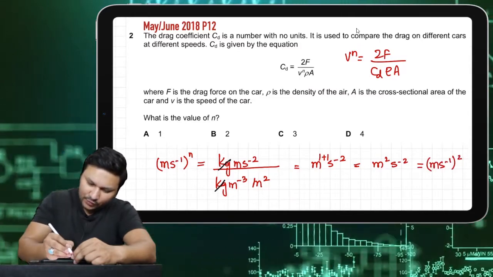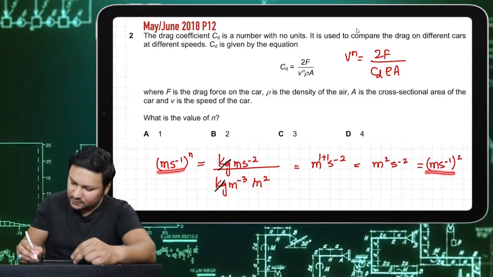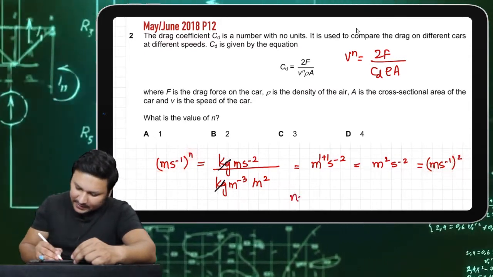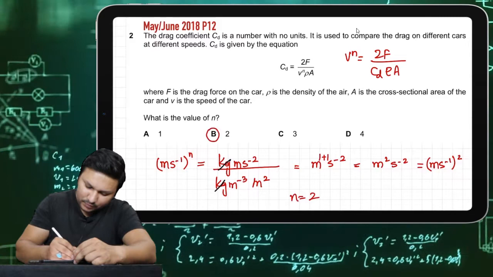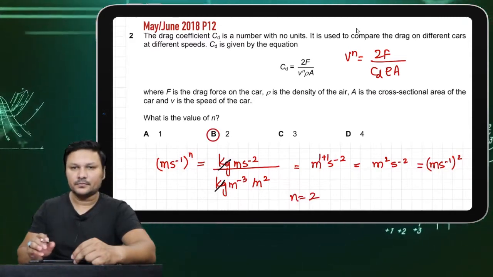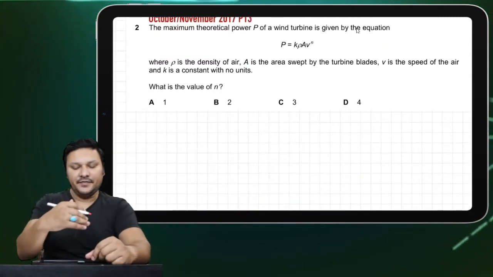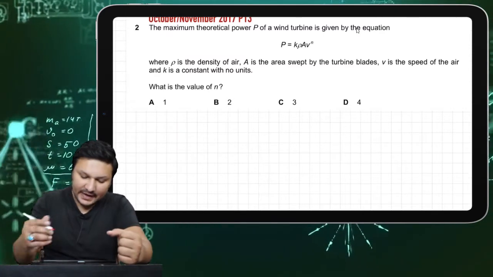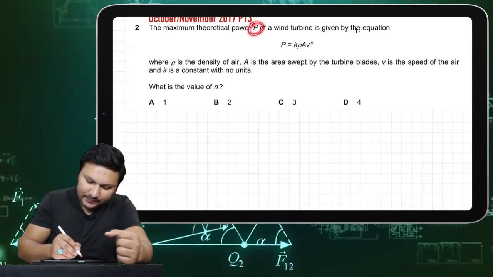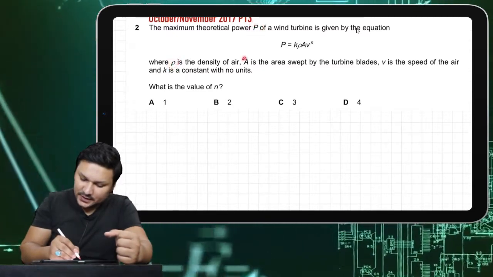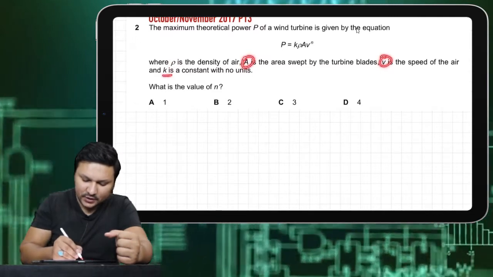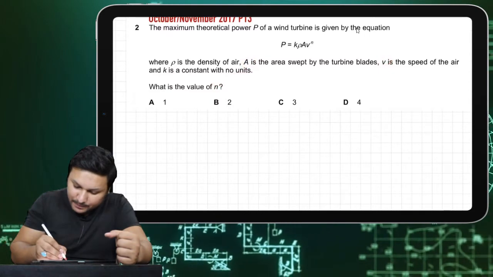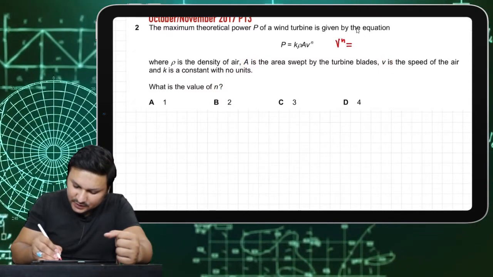So if you compare these bases, when bases are same, power can be equated. So in that way, n is equivalent to 2. Okay. So again, if we do have another question, and that is P equals K rho A V n. P is the power, rho is the density, A is the area, V is the speed, and K is constant with no units. We need to find out the value of n. First of all, make V n the subject.